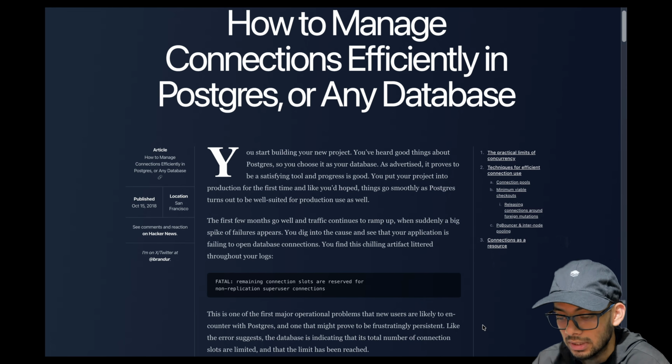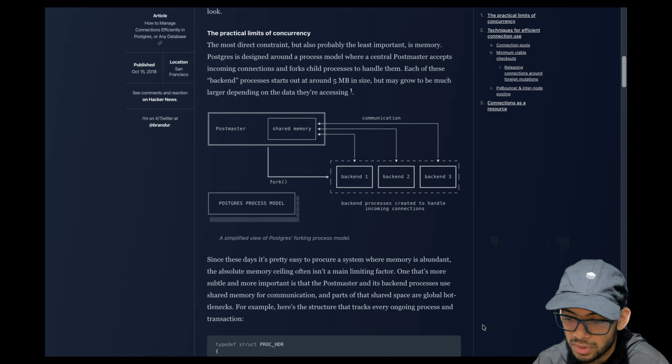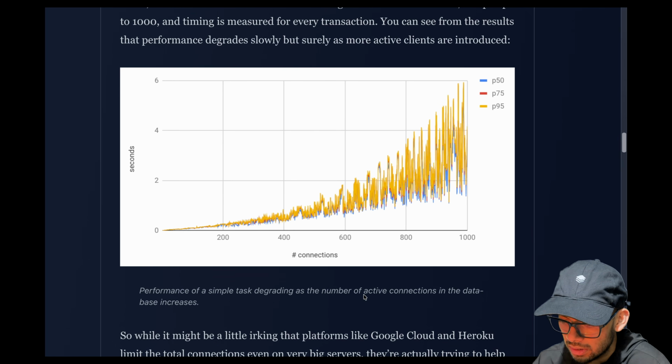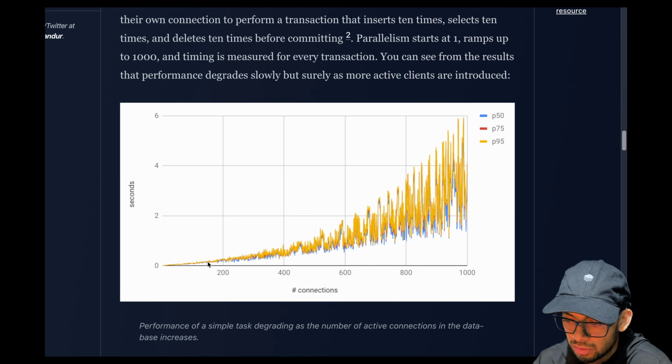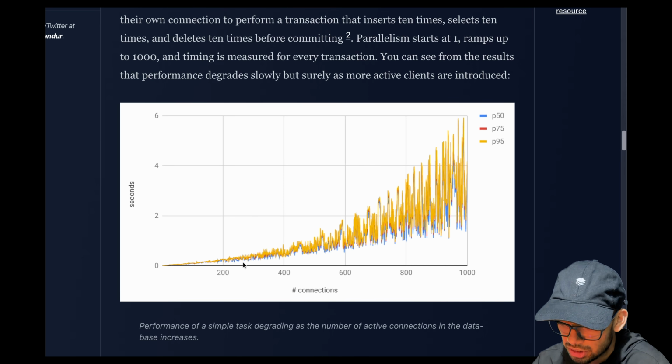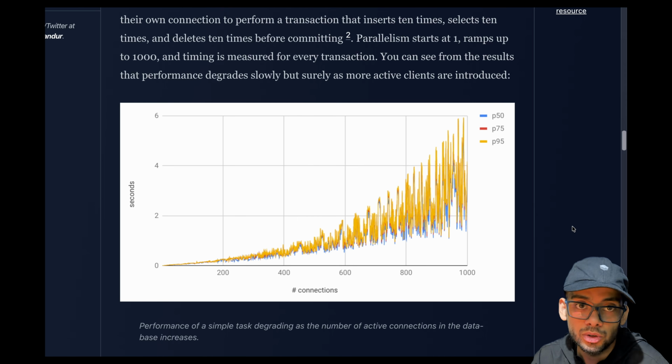And to prove it, let's directly jump to the final benchmarks shared by the author. Over here, you can see that as you try to increase the maximum number of connections that can be handled by a Postgres instance, your performance starts to degrade quite significantly. So simply increasing the maximum connections limit isn't the solution. So what is? Now, that's a good question.